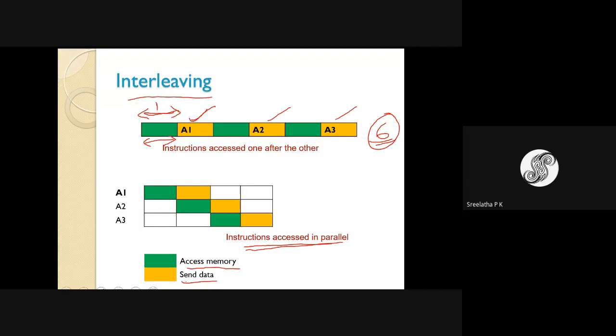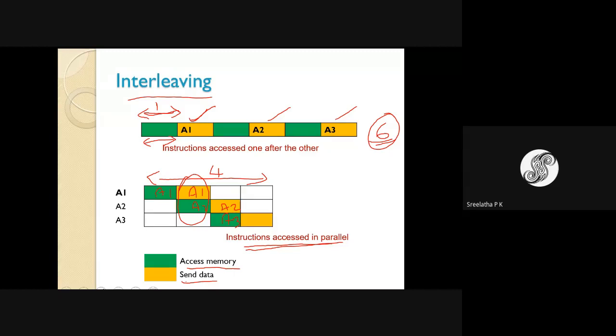So what happens here? The first instruction's memory location is accessed, and the instruction data is sent or returned to the processor, whatever the procedure. First instruction, first time the memory is accessed. Here the second memory is accessed, and then the third instruction. Now here you can see that in 4 clock cycles itself, this process is done parallelly.